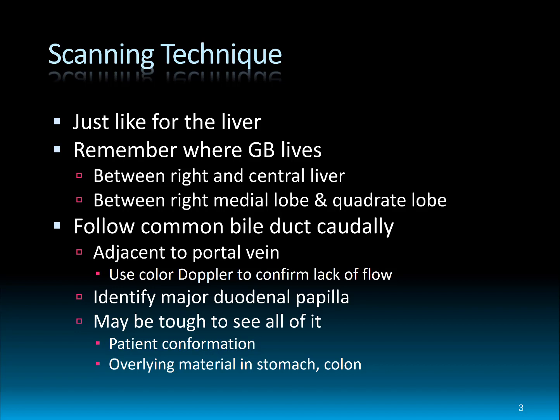When you find the gallbladder, then you should follow the common bile duct caudally because you want to see if it's distended. That common bile duct is adjacent to the portal vein. If you're not sure who's who, you can put color Doppler on the structures and see who doesn't have flow. That'll be the common bile duct. And then try to follow it all the way to the major duodenal papilla where it enters into the duodenum. And you may not see the entirety of the biliary tract because of patient conformation or because of material in the GI tract shadowing over the parts that you're interested in.